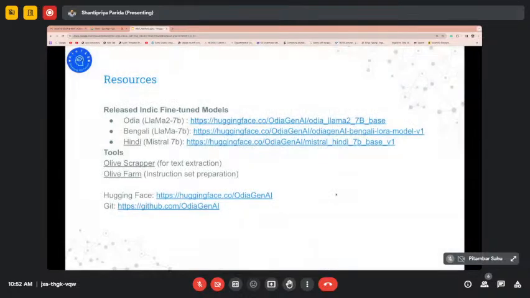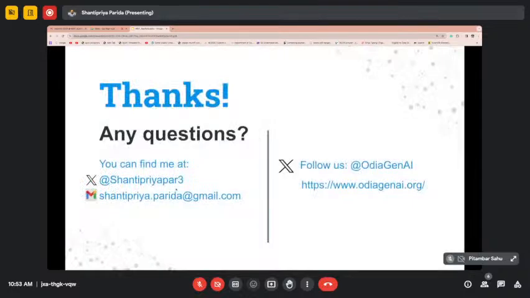And yeah, so these are the resources, as I mentioned. We'll provide all the resources, so you can find the Odia model here on Hugging Face, or Bengali or Hindi, and all the datasets are also there on the websites. And these are the tools for data extraction and instruction set preparation. And these are the Hugging Face and Git repos. You can download them and play around with them.